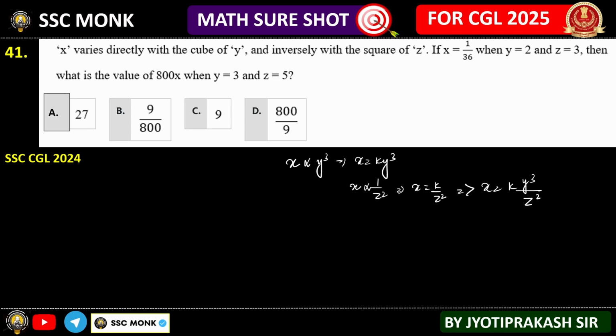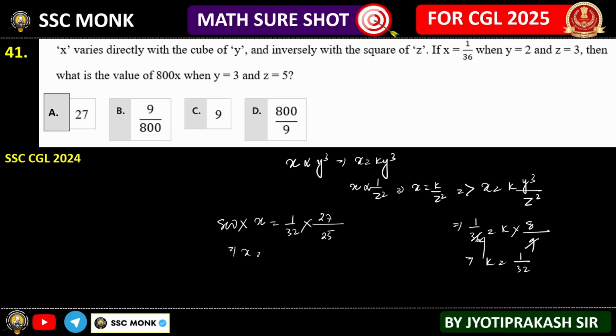If x is equal to 1 by 36 when y is 2 and z is 3, then 1 by 36 is equal to k into y cube, 8, divided by z square, 9. 9 4s are 36, so k is equal to 1 by 4 into 8, which is equal to 1 by 32. Then what is the value of 800x? So 800 into x is equal to 1 by 32 multiplied by y cube, that is 27, divided by z square, that is 25. Clear?